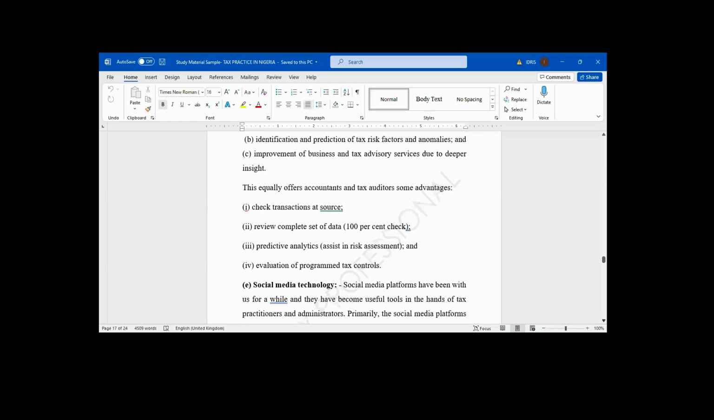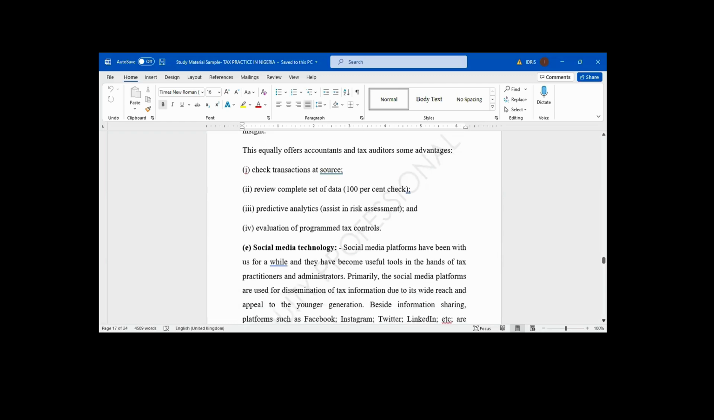So data analytics technology offers some opportunity. It helps to check transaction at source. It helps to review the complete data. It also helps to evaluate program task control. That is it on data analytics technology.